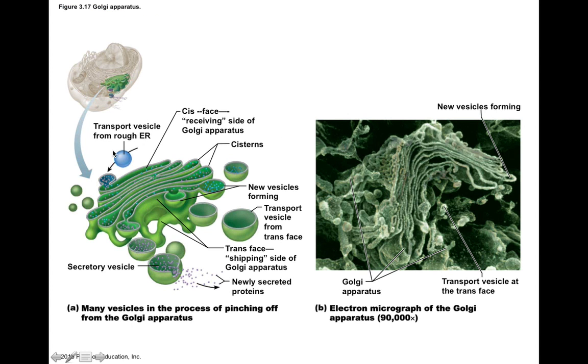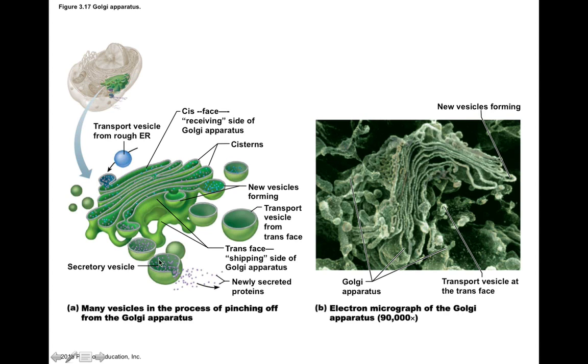So what this looks like then is you have this transport vesicle from rough ER. It fuses with the Golgi membrane here. You get processing of those materials within the cistern, and then those materials are repackaged within a new vesicle on the trans face, and then those particular vesicles can be transported either within the cell or can be sent to the plasma membrane for exocytosis and secretion.